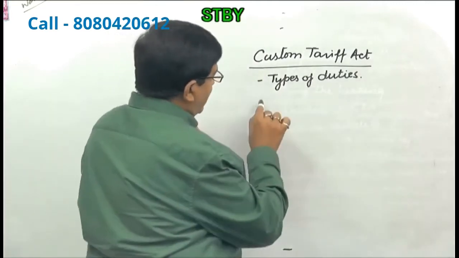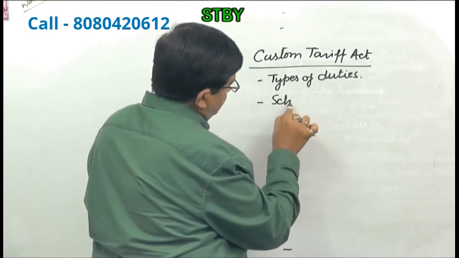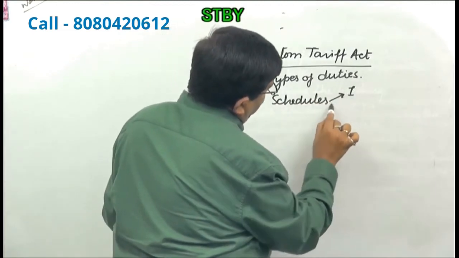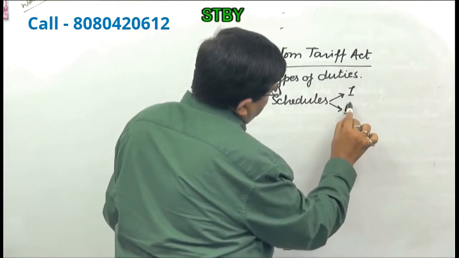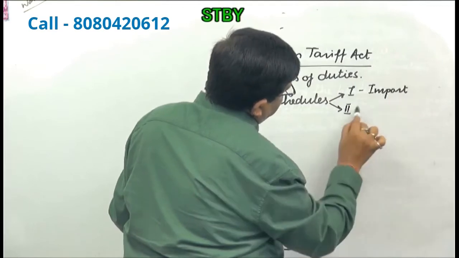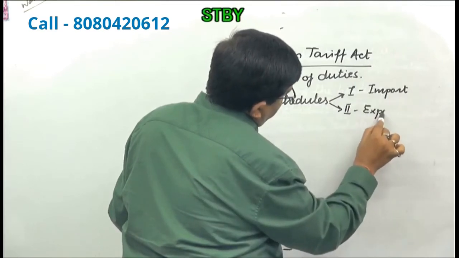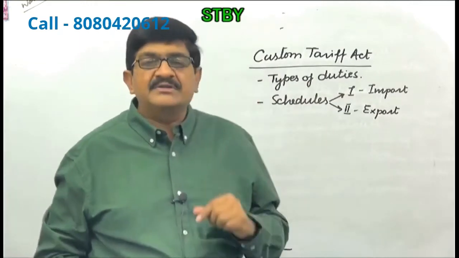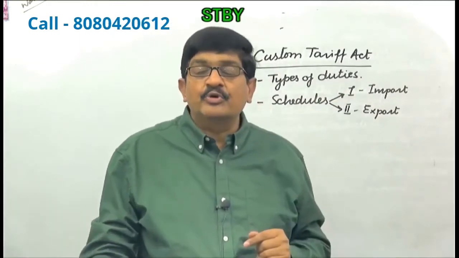In the Custom Tariff Act, number 2 comes schedules. In these, there is schedule number 1 and schedule number 2. Schedule number 1 is for import, and schedule number 2 is for export. As far as import is concerned, almost every article is subject to import duty.